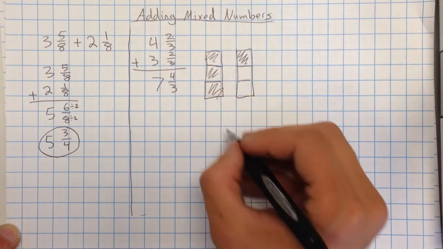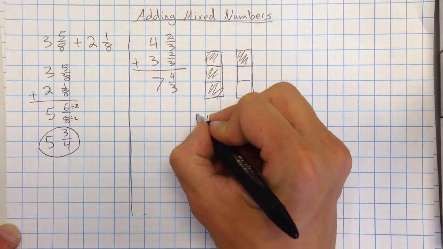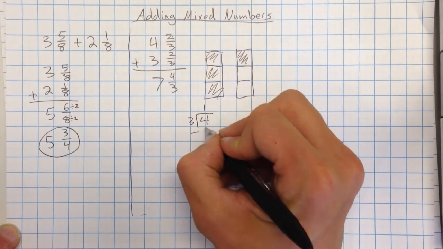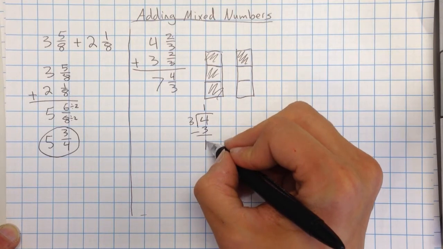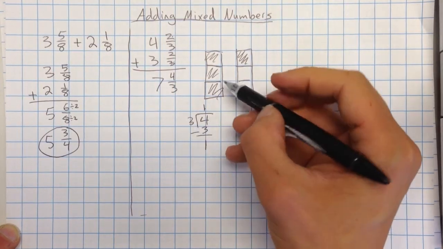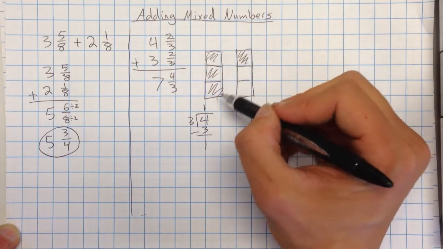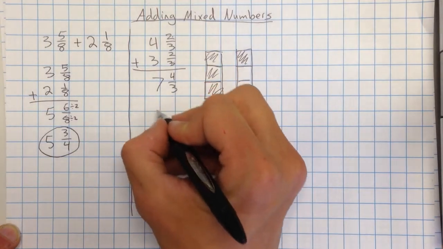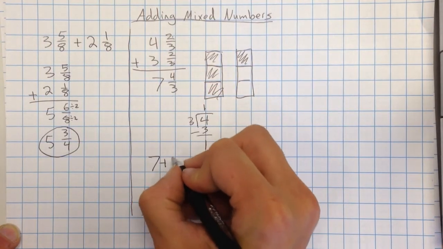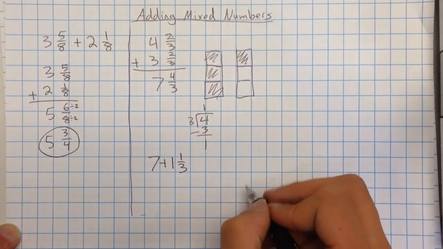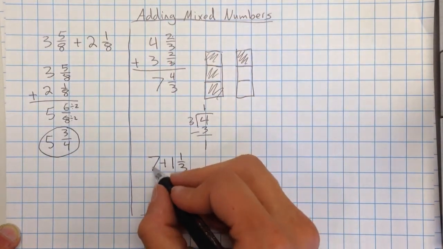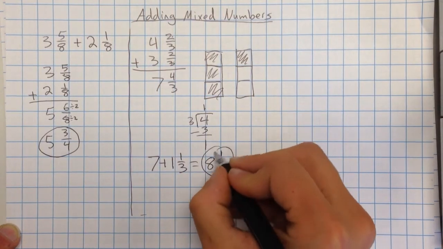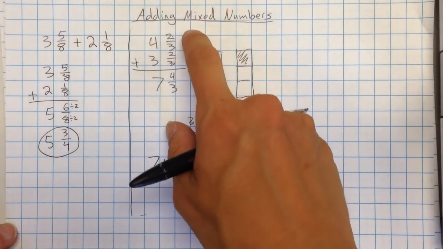Another way we looked at turning an improper fraction into a mixed number is I could simply do the numerator divided by the denominator, 4 divided by 3. It goes in 1 whole time and leaves 1 piece left over, so 1 and 1/3. So we can see that 4/3 is the same as 1 and 1/3. I'm going to rewrite this improper fraction as a mixed number. So I could rewrite this as 7 plus 1 and 1/3. I'm saying 4/3 is 1 and 1/3. 7 plus 1 gives us 8 and 1/3.